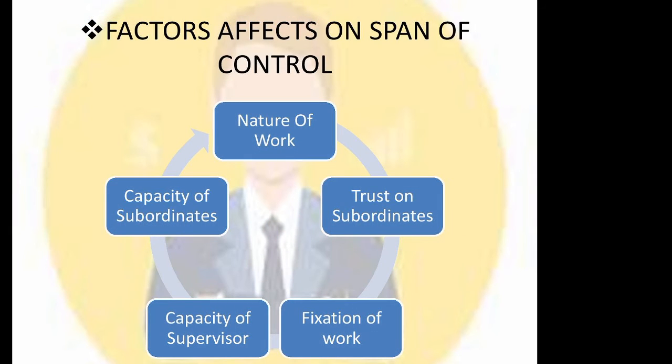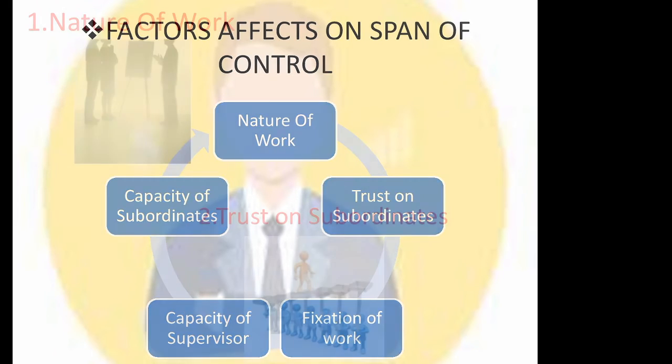And the factors that affect the span of control are nature of work, then capacity of subordinates, trust on subordinates, fixation of work, and then capacity of supervisor. These are all the factors which will be affecting the span of control. This we'll be seeing one by one again.